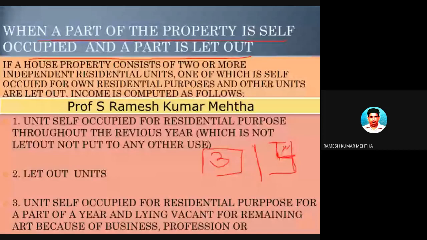If a house property consists of two or more independent residential units, one of which is self-occupied for his own residential purpose and the other units are let out, let's compute income from house property in such a case. These are the following steps: unit self-occupied for residential purpose throughout the previous year, which is not let out for any other use; and let out units.